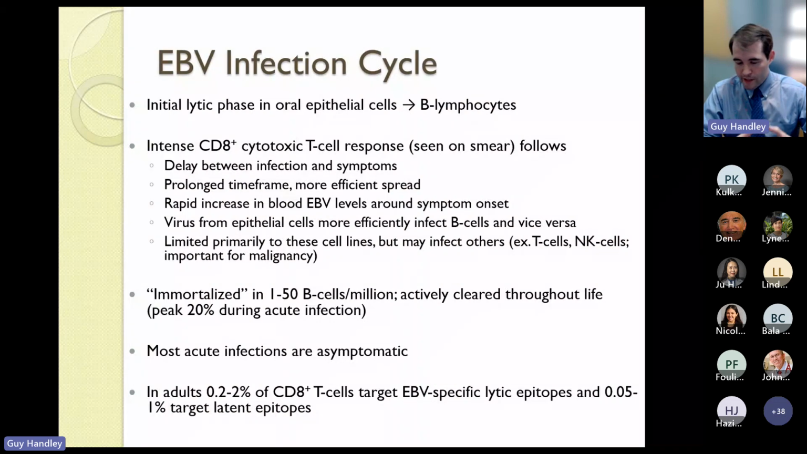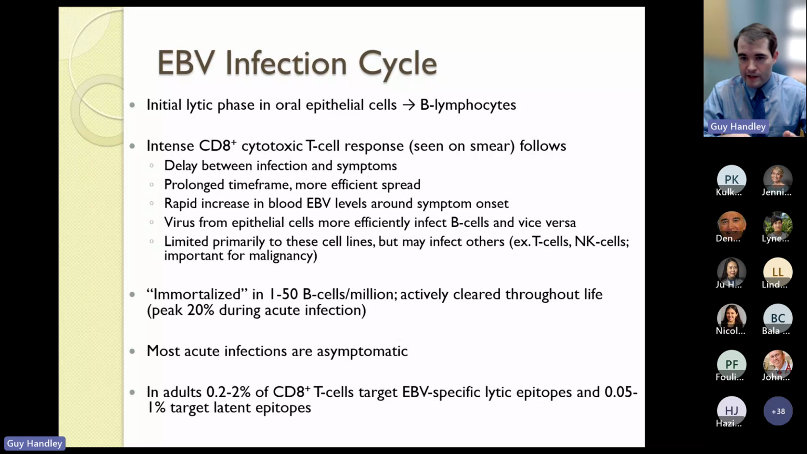Another thing I wanted to point out, we talked about there is such a huge reservoir of EBV DNA in your body after initial infection. How much does our immune system actually dedicate to actively surveilling and clearing this virus throughout your life? Up to 2% of your CD8 T cells are targeting lytic epitopes, and 1% are targeting latent epitopes. And if you think about it in terms of all the different viruses and bacteria and organisms that we can get infections with, it's a pretty tremendous amount of energy that our immune system is dedicating towards clearing this virus.